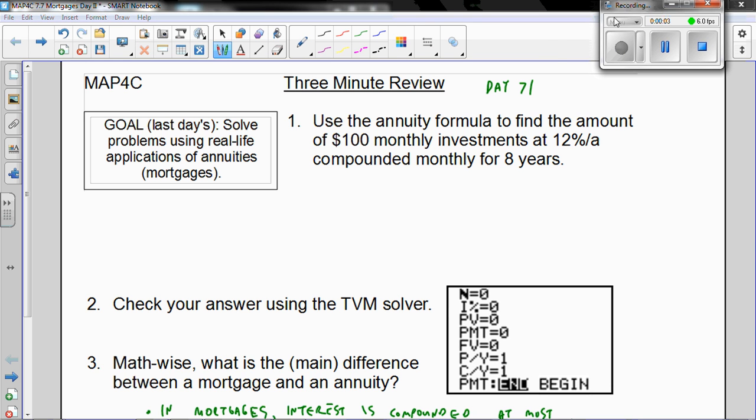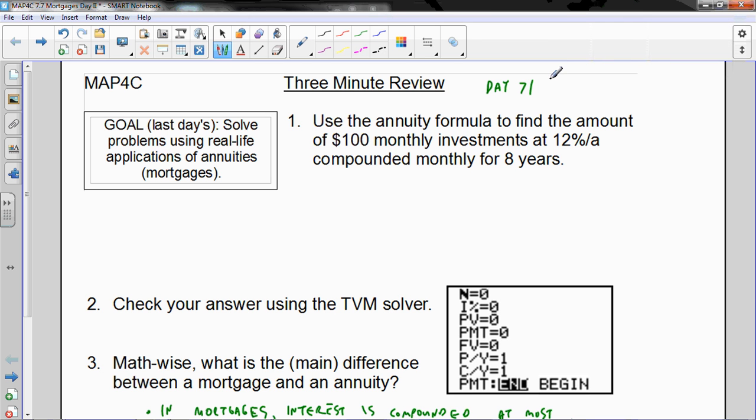Okay, day 71. Today's lesson is on mortgages, and we're following up the research that you did on mortgages with a lesson today, a little more mathy and a little less research. The goal is to solve problems using real-life applications of annuities, starting with a 3-minute review.